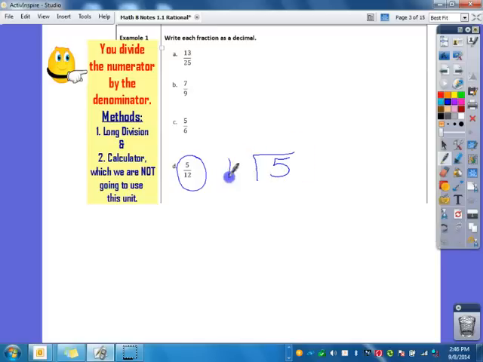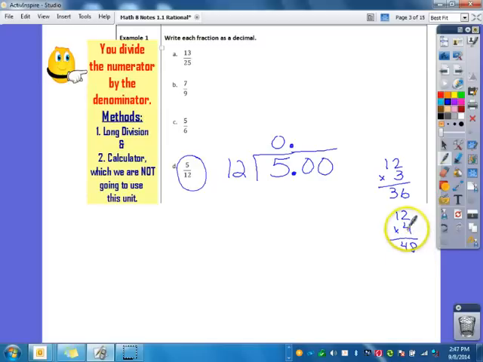So again, we have 5 divided by 12. Add your zeros. 12 goes into 5 0 times. How many times does 12 go into 50 without going over? Well, it was 12 times 3, 36. Is that enough? Well, what's 12 times 4? There we have 48. Aha! So we're going to want to use the 4. 12 times 4 is 48.